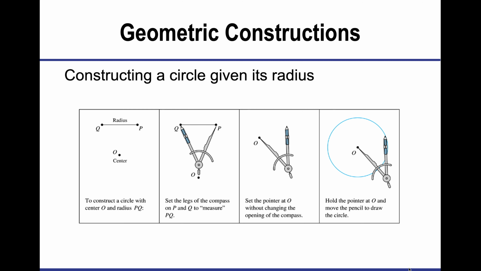So constructing a circle, if we're given its radius, follows this basic process. I'm going to take my compass, measure that radius, and then put it in the center and drag it around in a circle to construct that circle.